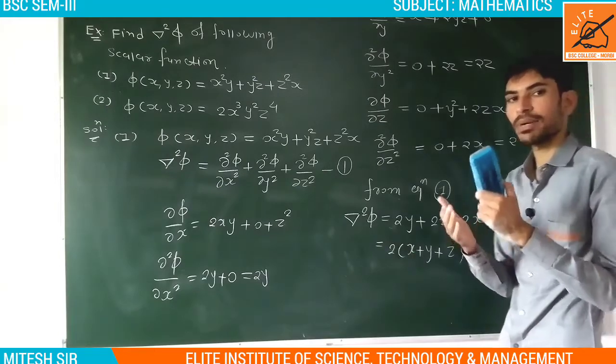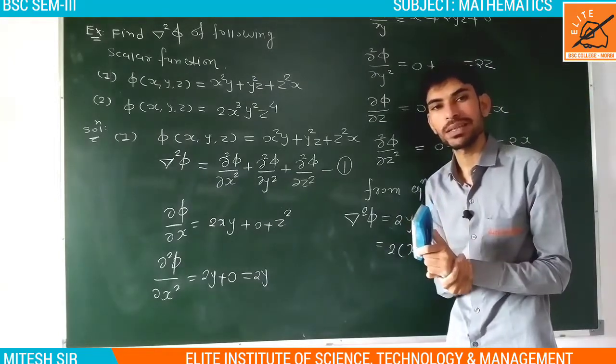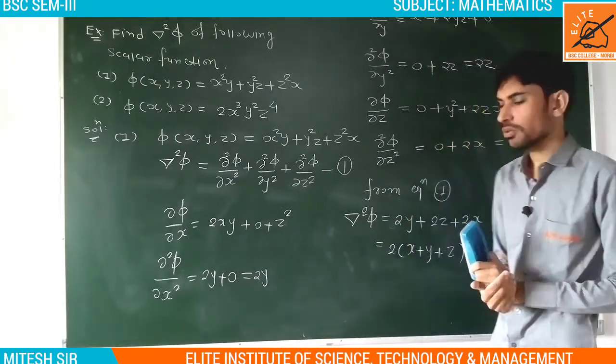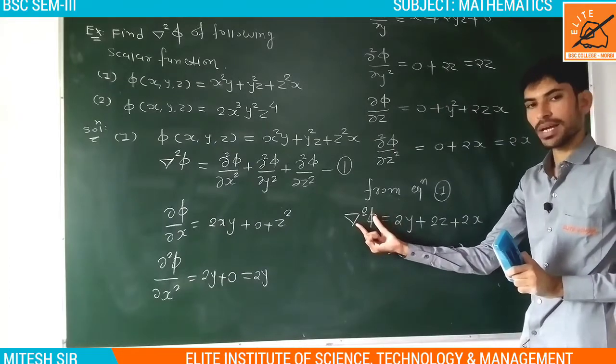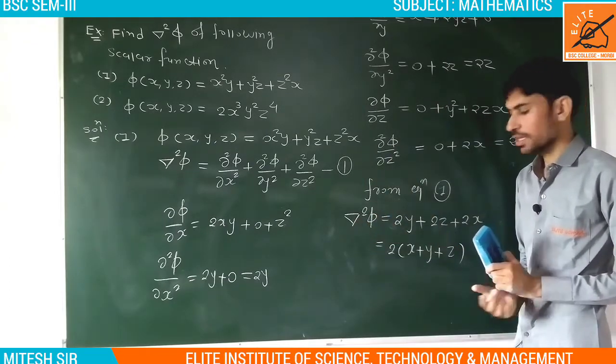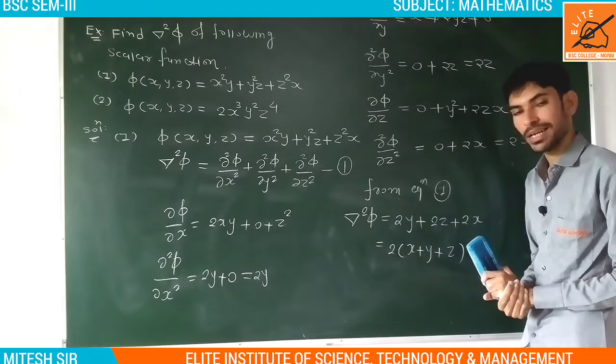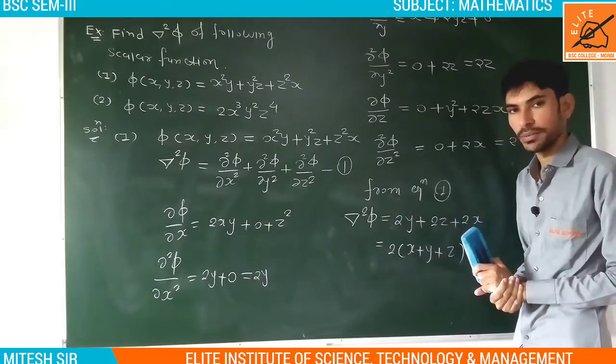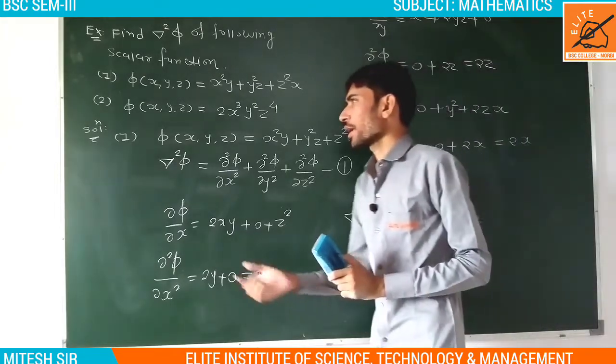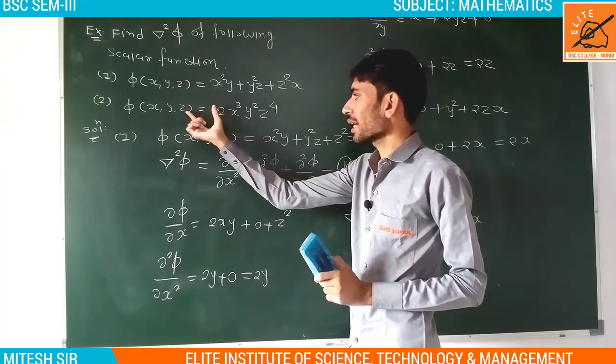So the Laplace that we have defined, what kind of quantity does it always give? It gives a scalar function. So the Laplace nabla square phi of this first question is 2 into x plus y plus z, and this is a scalar quantity. Try to find nabla square phi in this second one yourself.